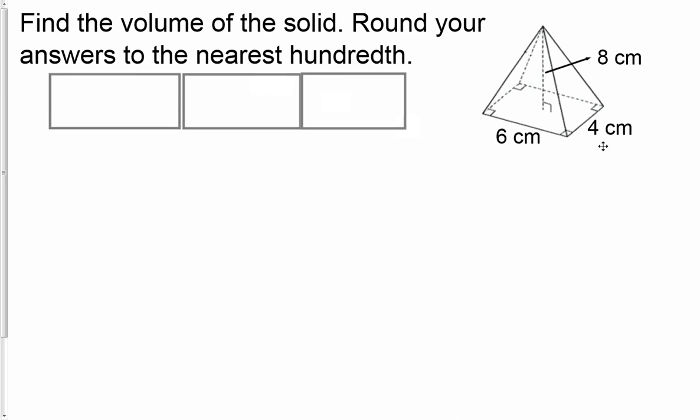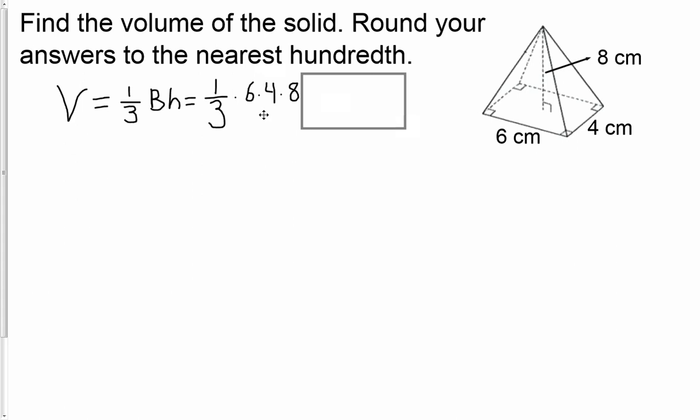Base is going to be 6 times 4. So 6 times 4 is 24. And 1/3 of that is going to be 8, and then the height is 8. So I'm thinking our answer right here, we could plug it in the calculator, but we should also get 64 centimeters cubed as our answer.